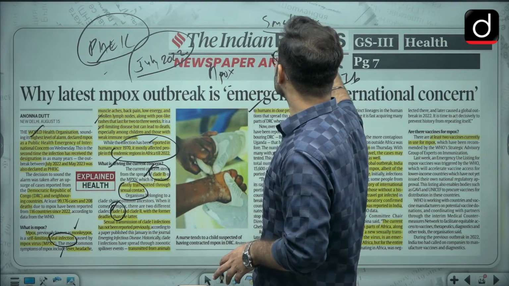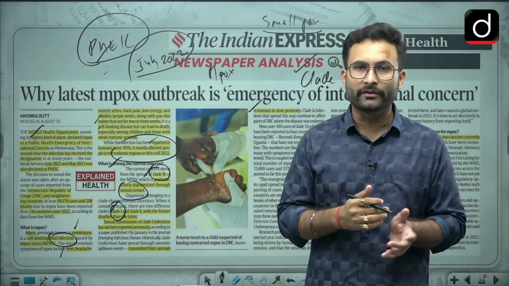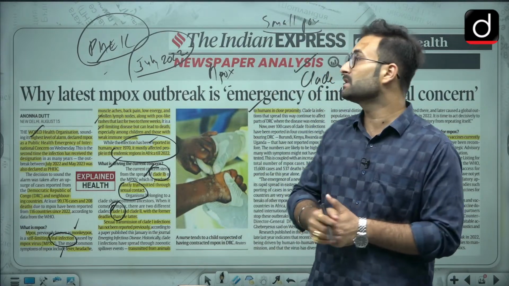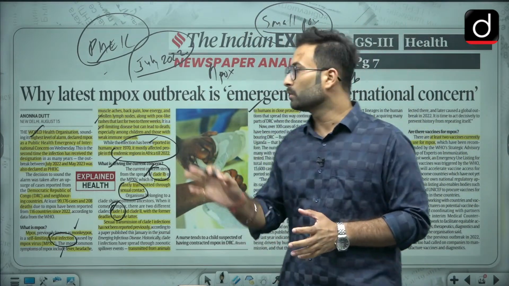So the vaccines of smallpox can be nearly 85% effective in Mpox, but the thing is these vaccines are not readily available, because this disease was eliminated long back. Okay, so that is about Mpox.